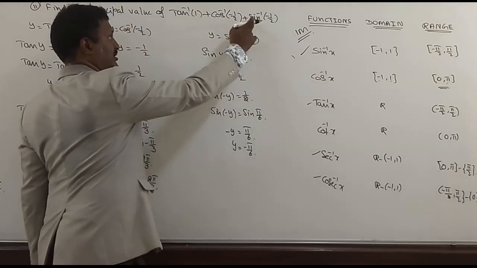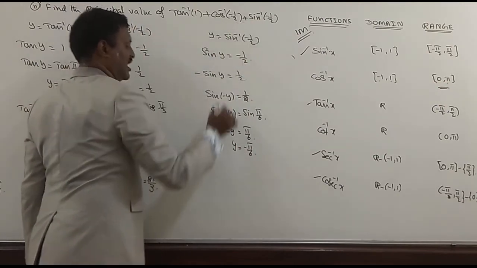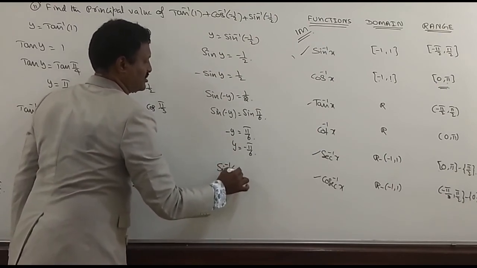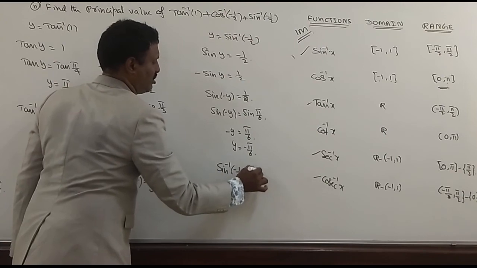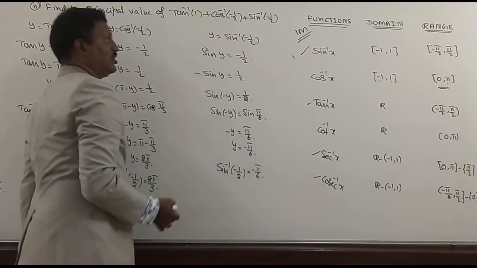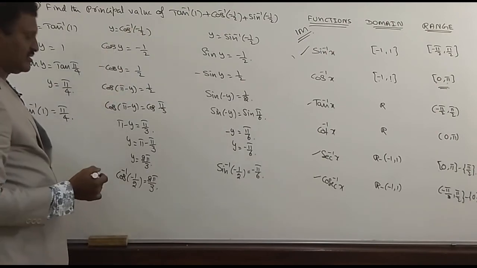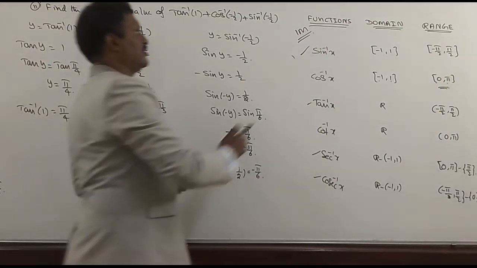Now observe here, what is y? Sin inverse of minus 1 by 2 is equal to, we got minus pi by 6. Now taking all the three values, we have to substitute, then you will get the answer. Now take it down.